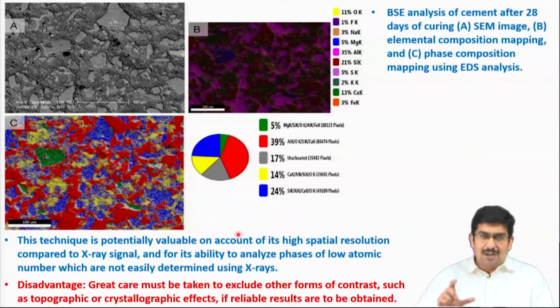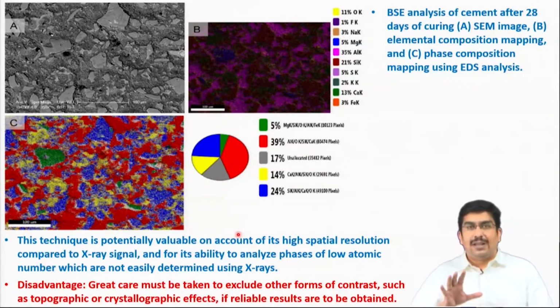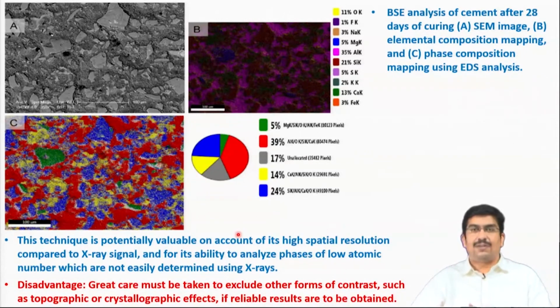So, in order to do this kind of quantitative compositional mapping with BSE, we have to somehow exclude any other form of contrast generation like topographic contrast or crystallographic effects. All of these things have to be completely neutralized, and then we have to ensure that whatever BSE signal is generated is purely because of the composition, because of the atomic number difference between two regions. If we do that, then this method will be very reliable.